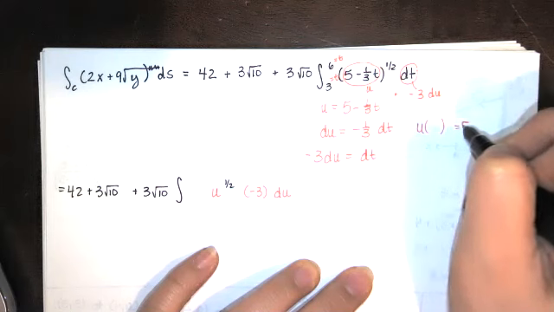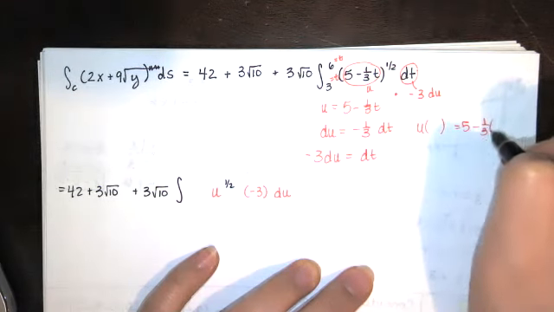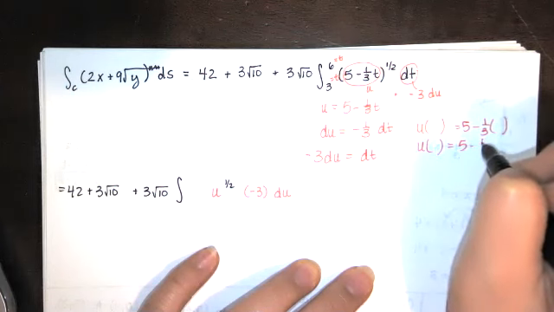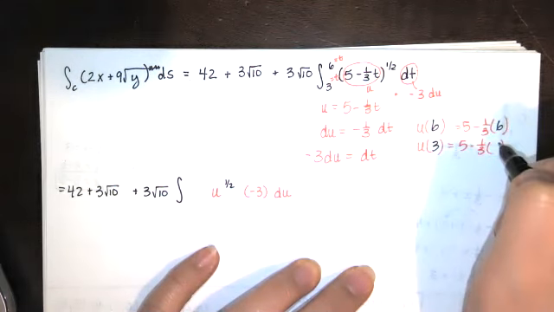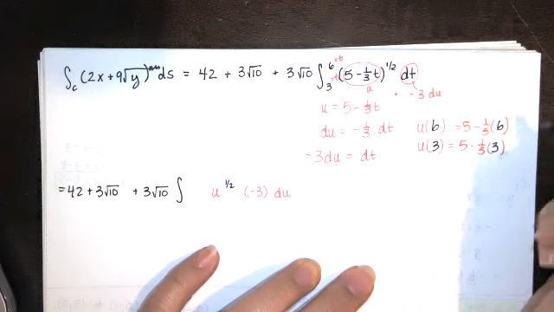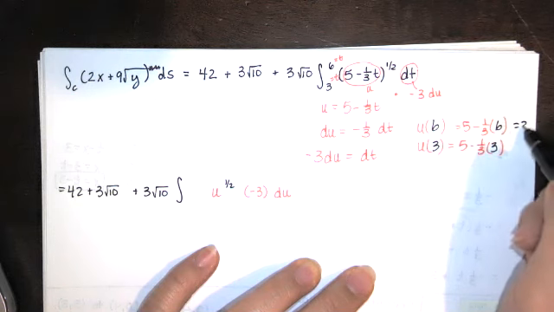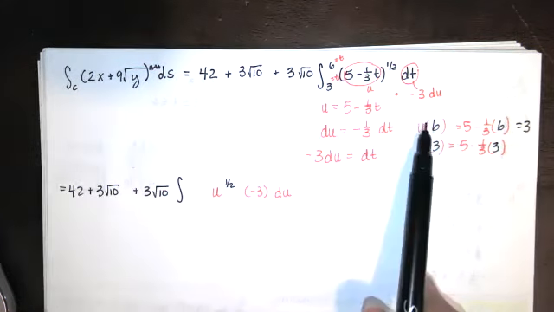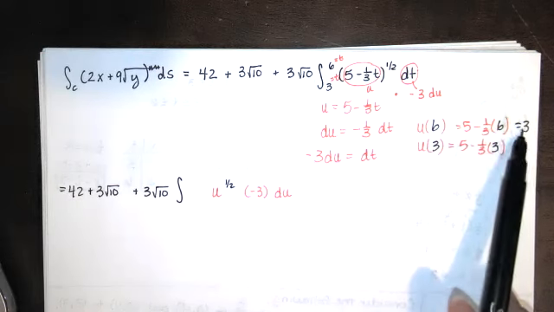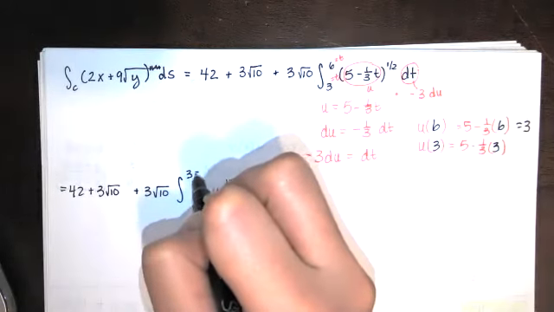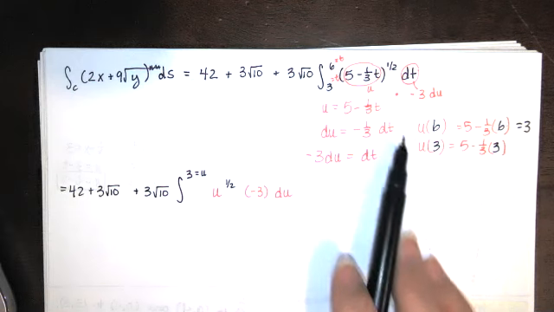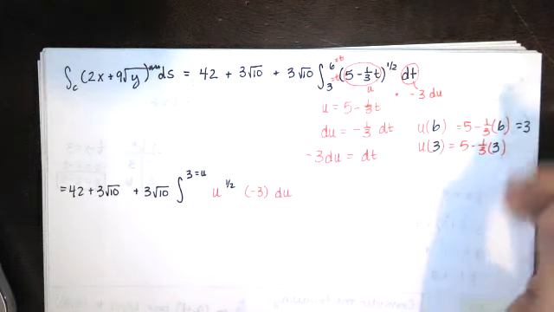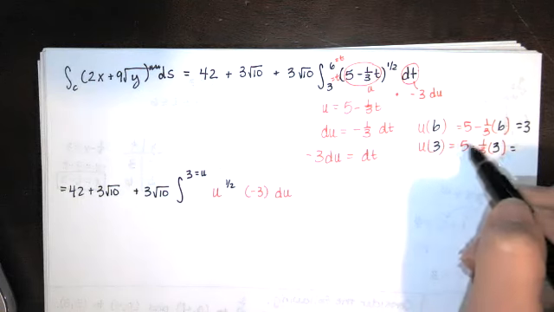So I'll plug in t equals 6. And then I will substitute in t equals 3 and see what the corresponding u values would be. Well, 1/3 of 6 is 2. So this is 5 minus 2, which is 3. T equals 6 was the upper bound, so u evaluated at 6, which is 3, is the new upper bound. T equals 3 was the lower bound, so u evaluated at 3 is the new lower bound. 1/3 of 3 is 1. 5 minus 1 is 4.